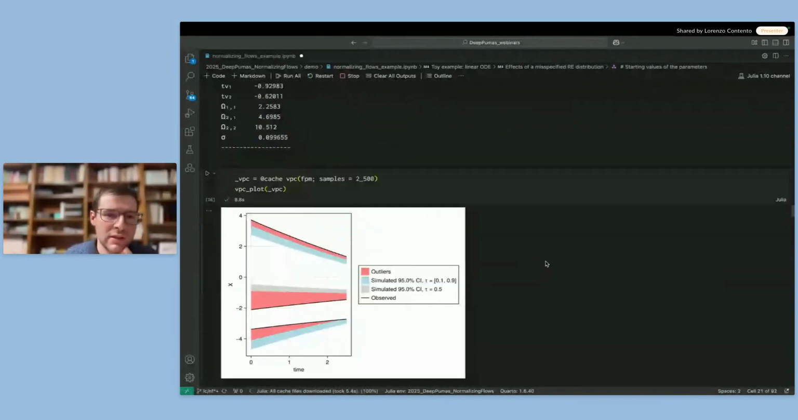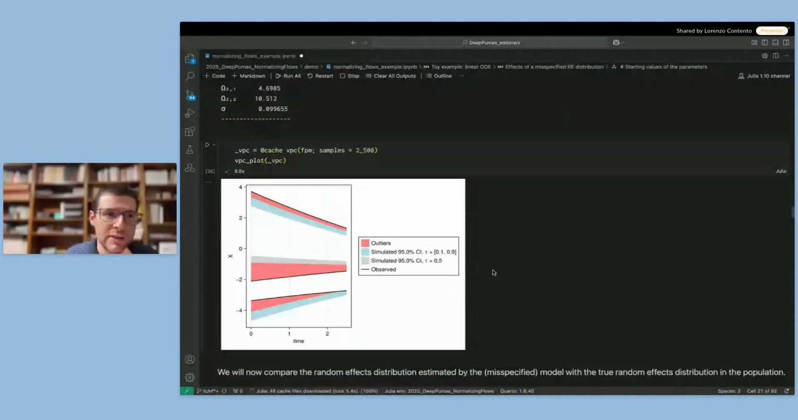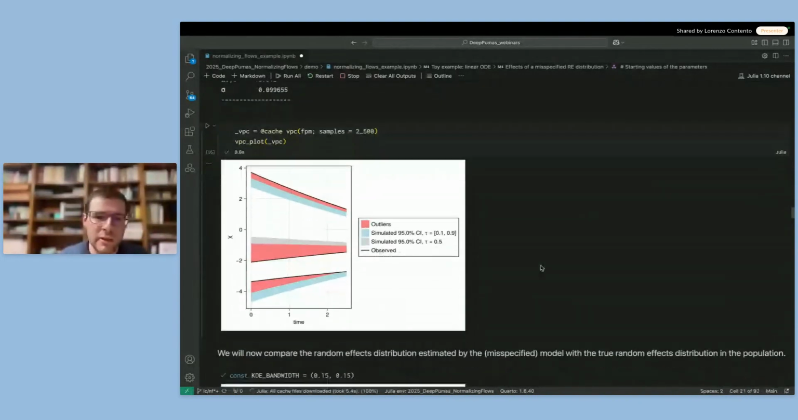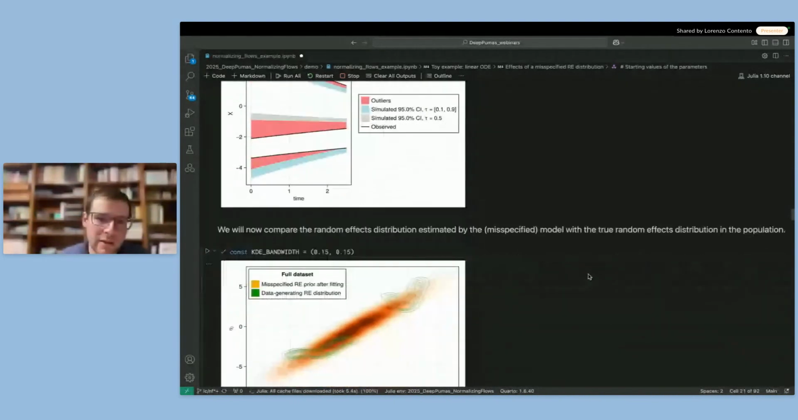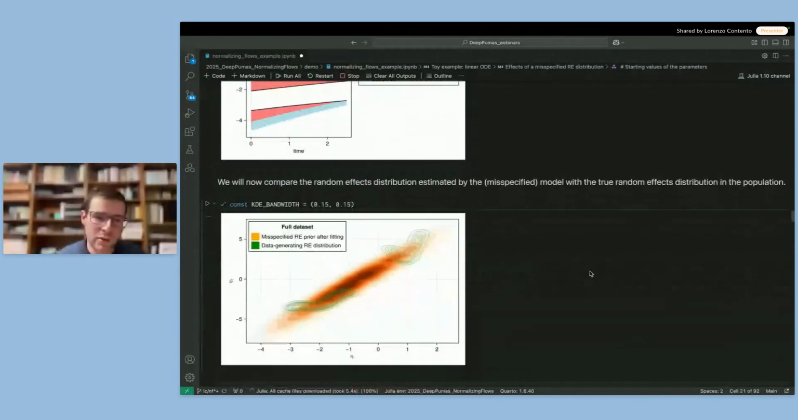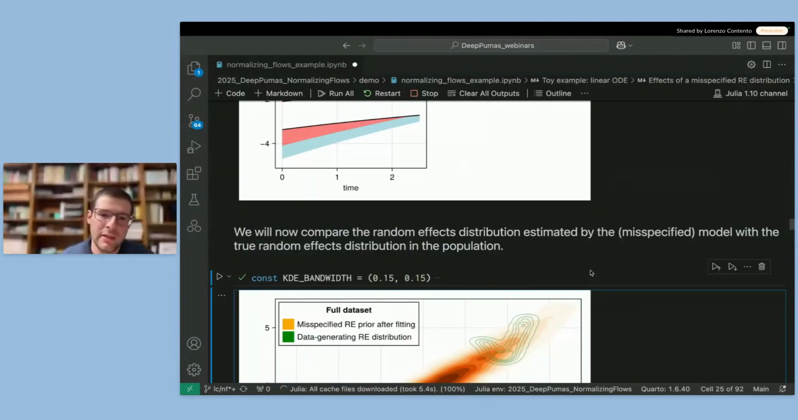We can then plot the VPC. This is the same kind of plot I showed in the presentation, and we can see that it's pretty bad. All of the quantiles of the training population are out of the confidence intervals that were obtained by simulating the fitted model using the misspecified random effects distribution. And the reason for this is clear by comparing the misspecified random effects distribution that has been fitted with the distribution that actually generated the data.